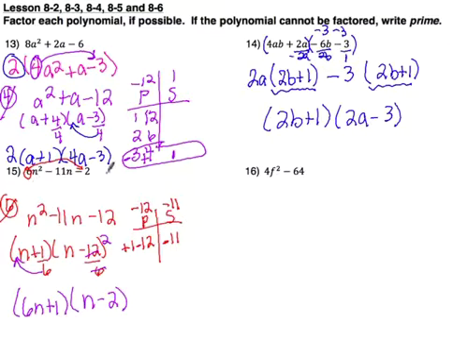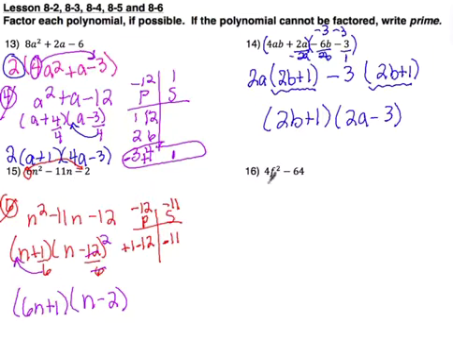So just to double check back into my original, 6n times n gives me 6n squared. 6n times negative 2 gives me negative 12n. Plus 1 times n gives me plus n, so I get negative 11n. And then negative 2 times 1 is negative 2, and we're good to go.